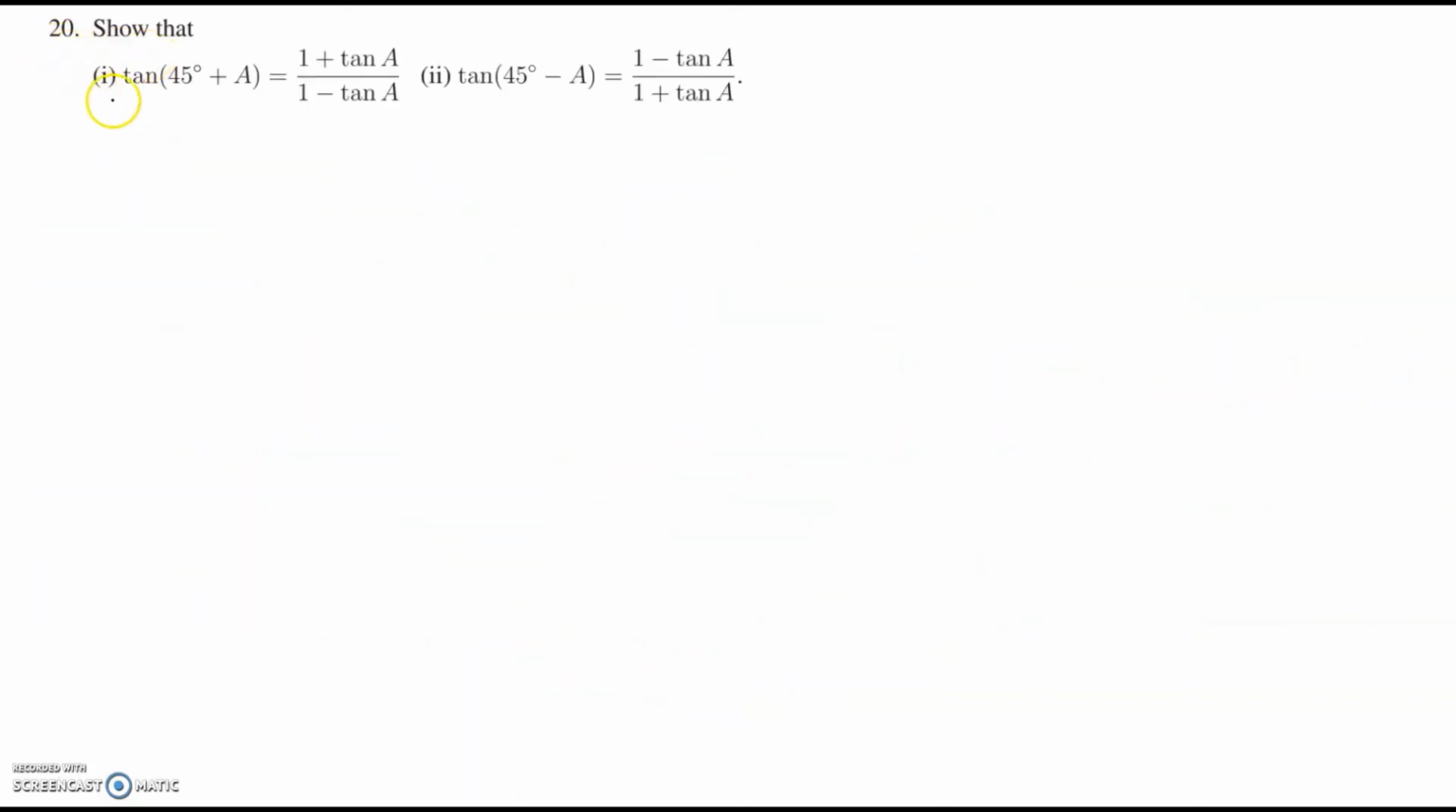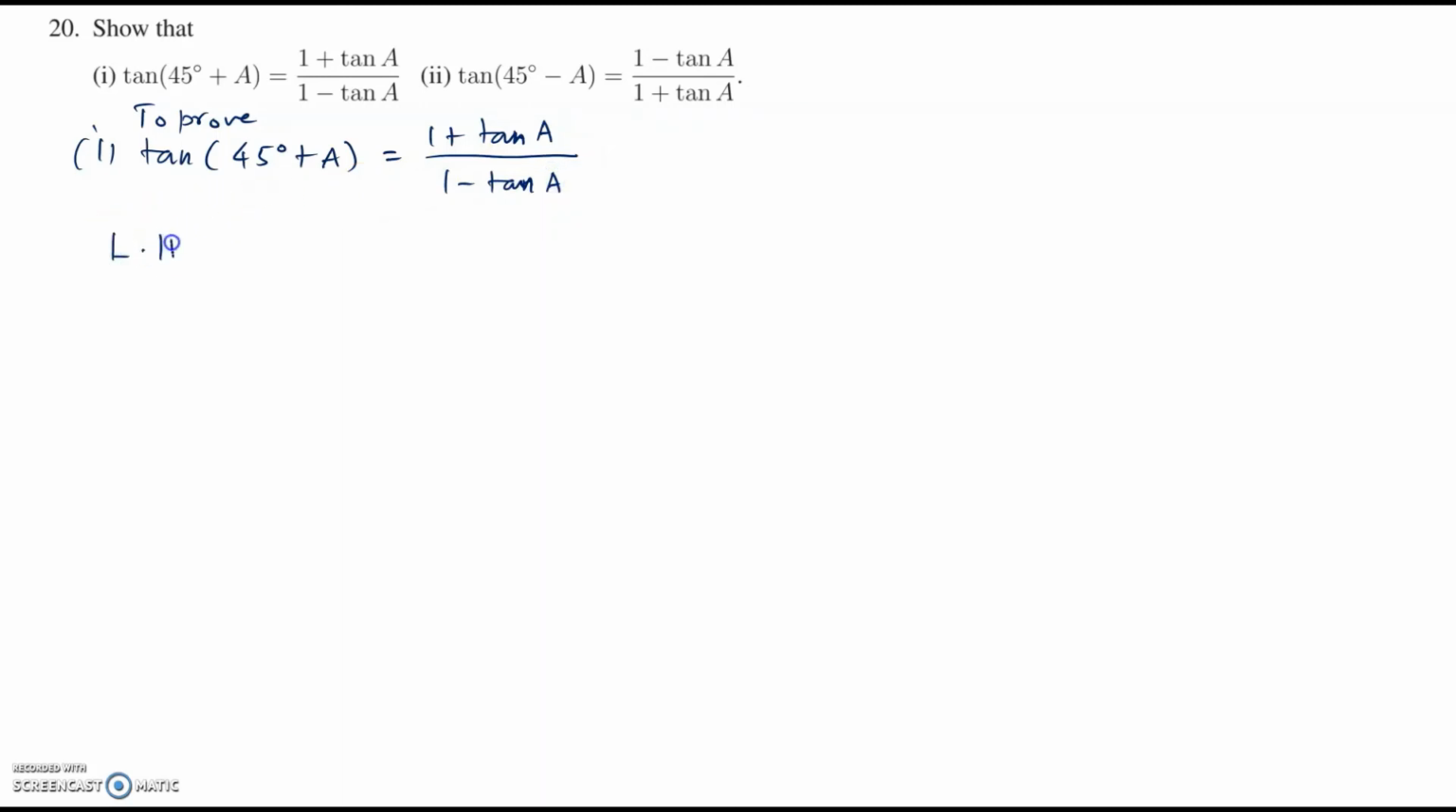Question number 20. Show that first one, which is tan(45 degrees plus A) is equal to (1 plus tan A) divided by (1 minus tan A). So let's prove the first one. Tan(45 degrees plus A), this is to prove, is equal to (1 plus tan A) divided by (1 minus tan A).